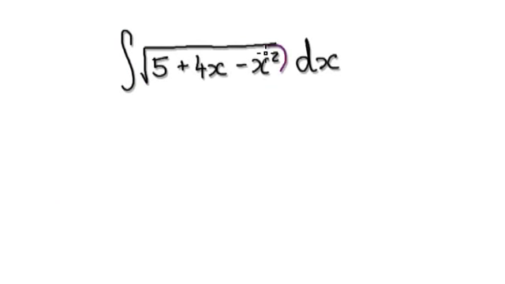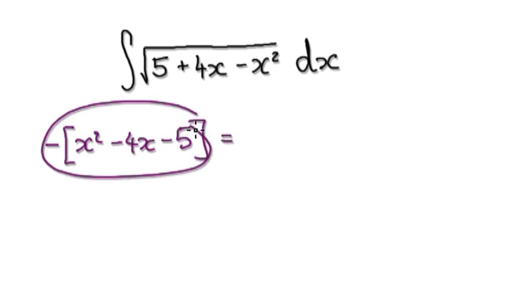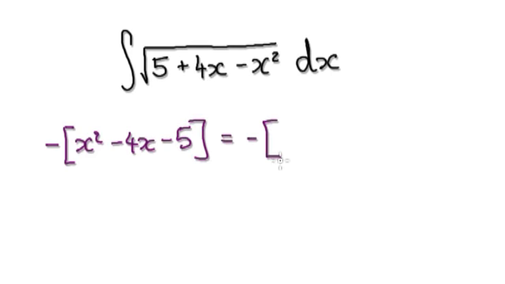Okay, so to do this, you need to complete the square on this bit here. Completing the square would be, well, because there's a minus here, factor out the minus. So it will give you this, x squared minus 4x minus 5. So now complete the square. This whole thing here will be the same as this. So now complete the square on this bit here.